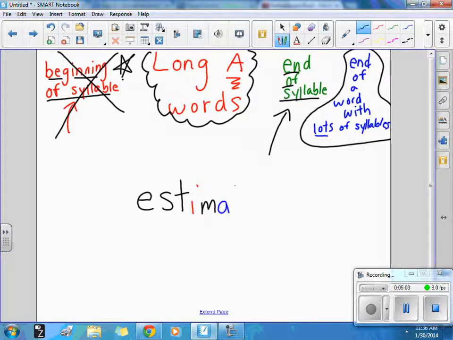m-a-t-e. That magic E jumps over the consonant, taps on the A, says say your name, and the A makes a long A sound. A, in estimate. Sometimes we say estimate, but it's estimate.